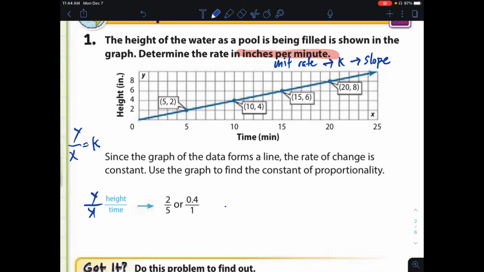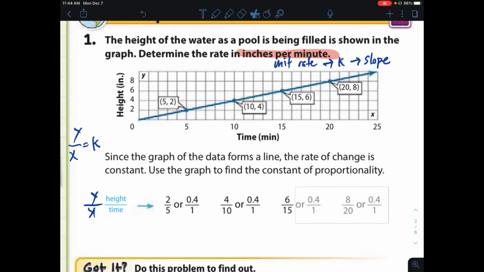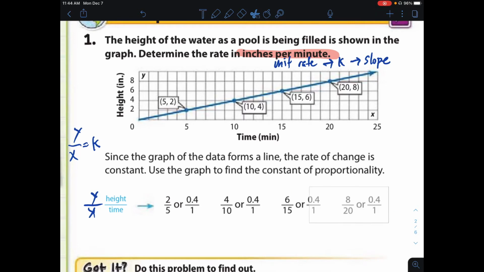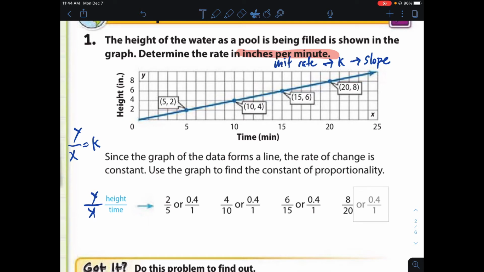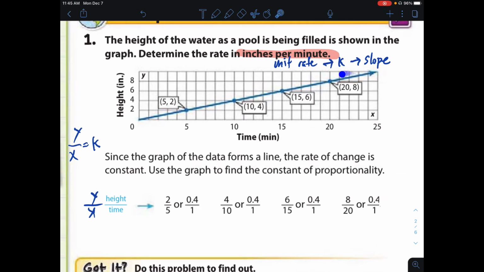So the next thing we need to do is take a look at the next ordered pair, which is 10, 4. Again, it becomes 4 over 10 because it's y over x. We know it's also 0.4 over 1. We have the ordered pair 15, 6. Y over x becomes 6 over 15. Again, 0.4 over 1. And lastly, 8 over 20, which is our ordered pair 20 and 8.